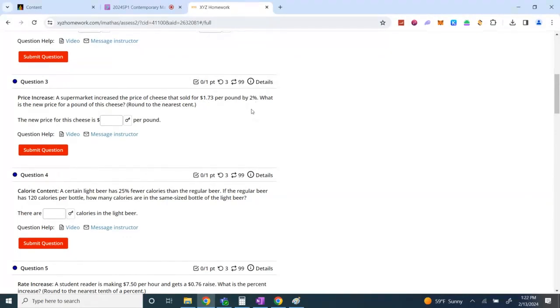Since this is a percent increase and they're asking for the new price, I can simply take 100% and add to that 2%. So that gives me 102%, and now I can simply multiply $1.73 by 1.02, and that would give me the new price.